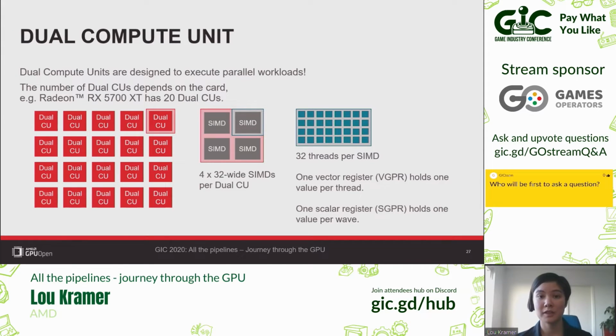Then the two register types we have on the dual compute unit are vector registers, which are also 32 wide. They have one value per thread. And then a scalar register that holds one value per wave. A wave is 32 threads. This is also an optimization, because if we know it is a constant and has the same value for every thread, for a vertex shader for every vertex, we don't need to copy it 32 times. We can just have a single copy of it and then let every thread access this single copy.